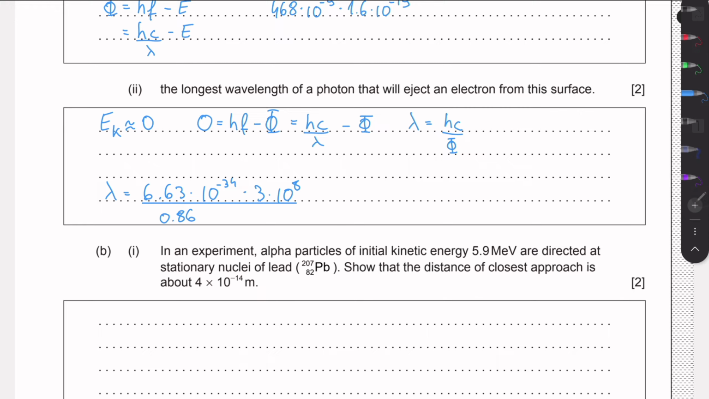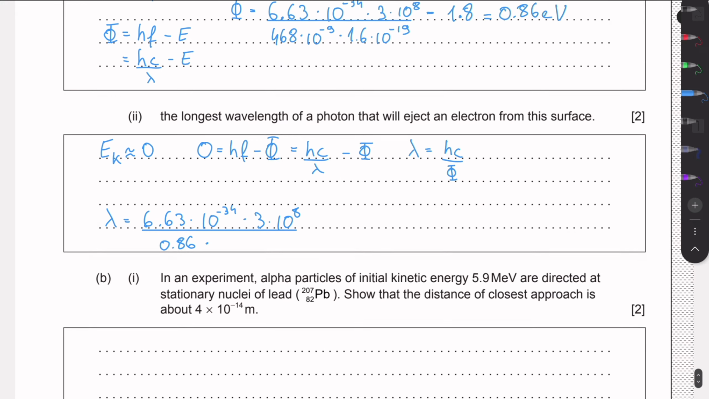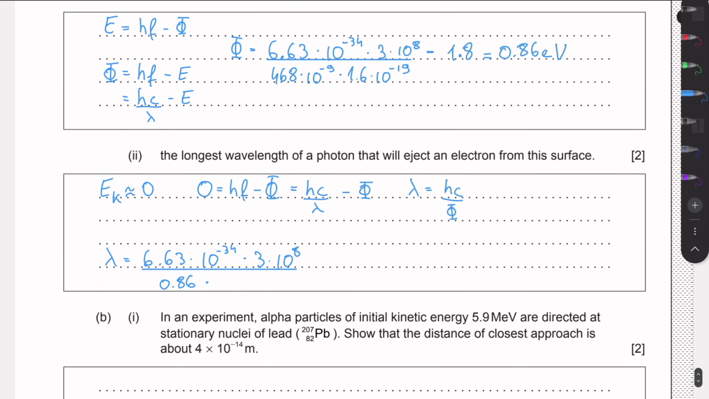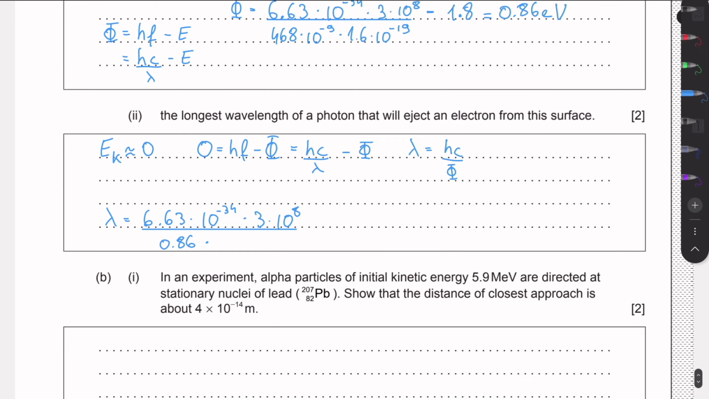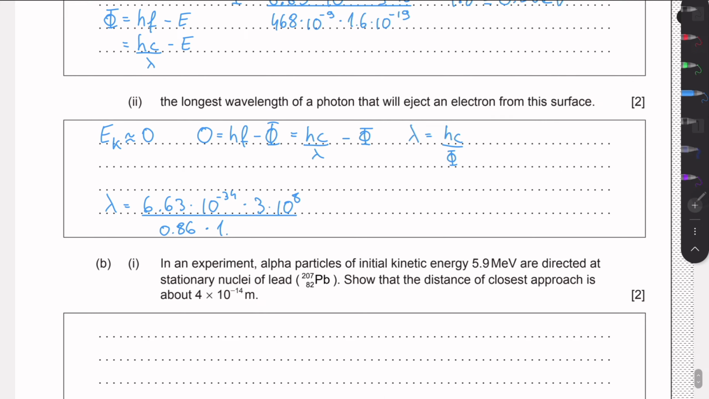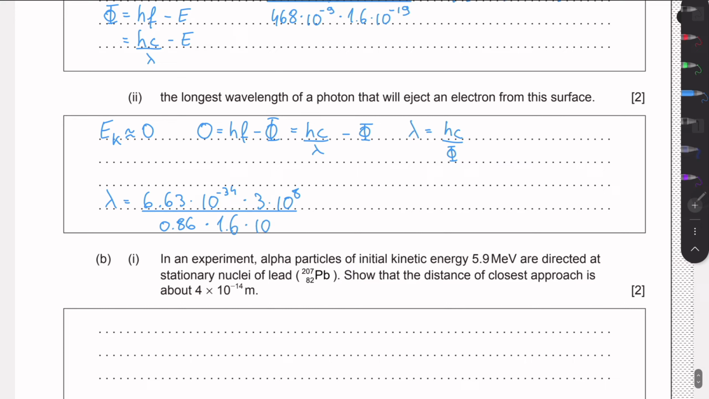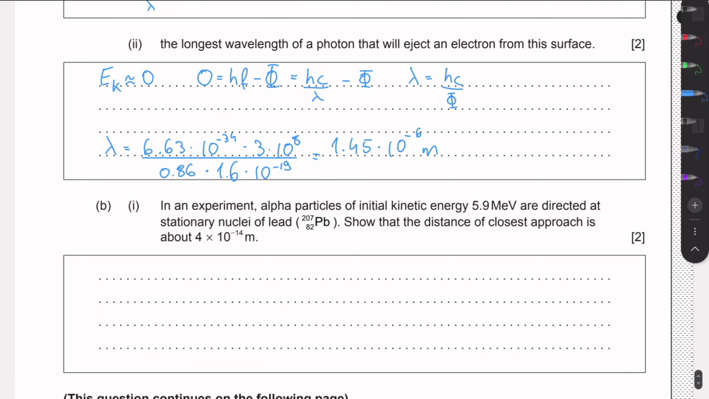was 0.86 electron volts, but now we need to convert this back into joules, as Planck's constant and everything has to be in joules. And when we work with this formula, usually it has to be in joules, except if we want to calculate something in electron volts. So we do this by just multiplying this work function in electron volts by an electron volt, so that we convert it into joules, like this. And then we will find a wavelength of 1.45 times 10 to the minus 6 meters. So this is the longest wavelength that will just emit an electron.